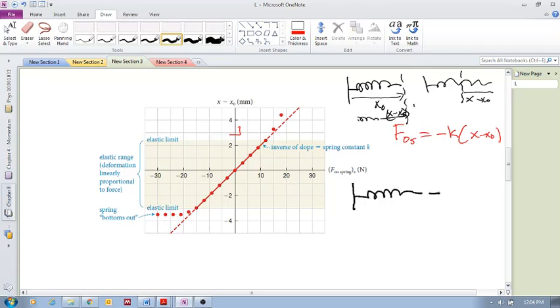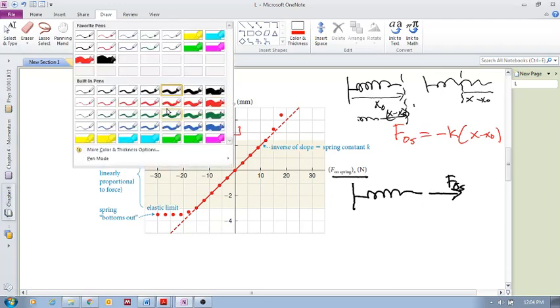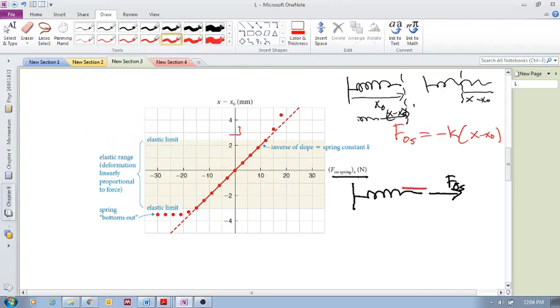Remember, I'm going to repeat this a few times. This is a force of an object on the spring, which is what we're looking at here, and at the same time you are going to have a force of the spring on the object. The force of the spring on the object is the negative of the force of the object on the spring.